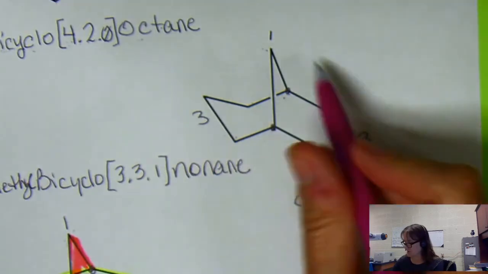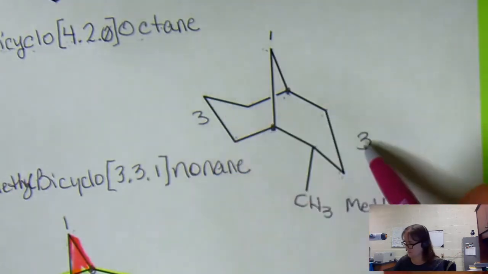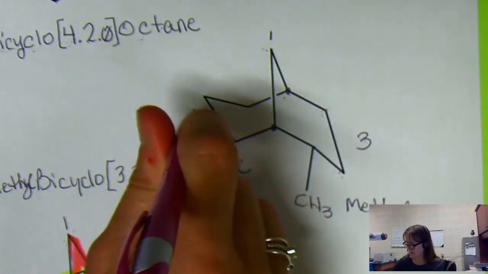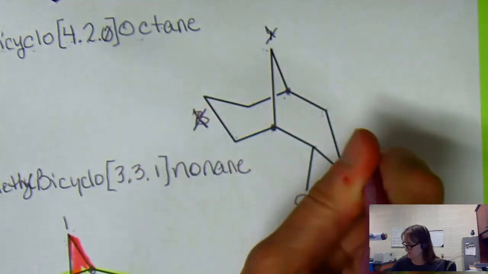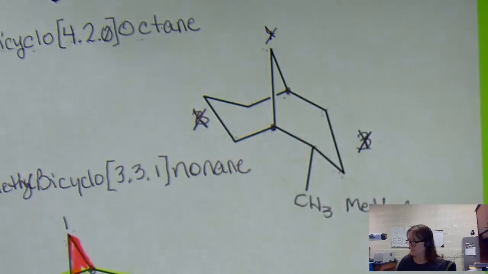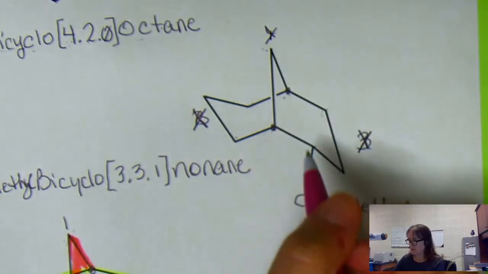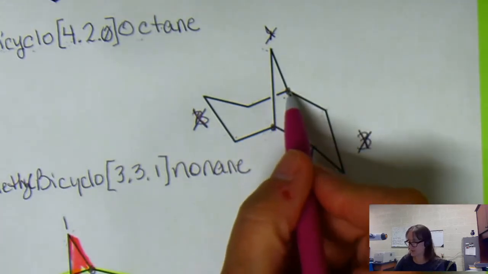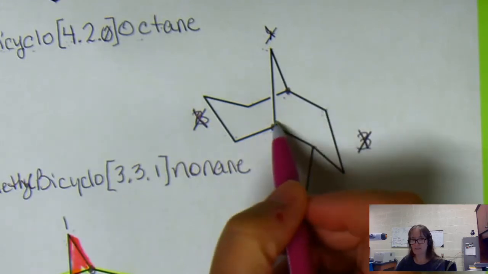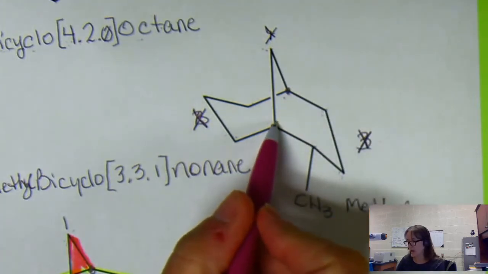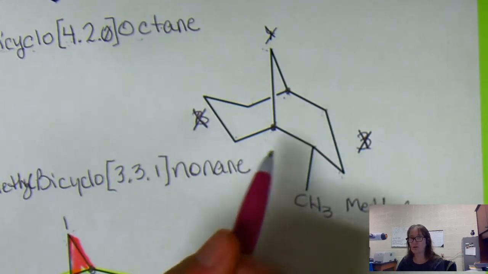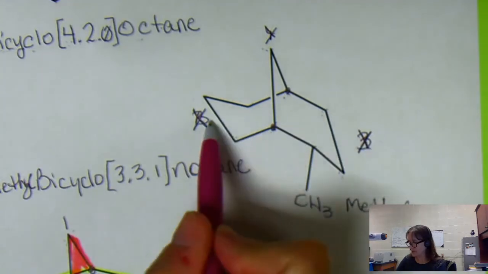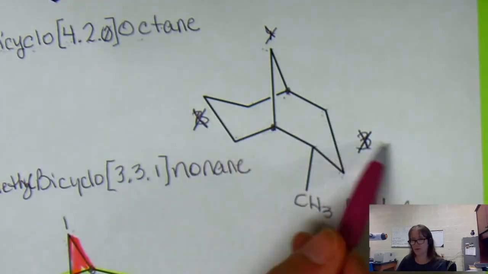These numbers right here are not how we number the carbon locations. This is just to help us see how big the bridges are. So I'm going to cross these out so we don't accidentally use those. The rule is that you have to number the carbons starting at a bridge. And so one of these 2 carbons has to be carbon number 1. And you have to number them going through the larger of the connection sides. So both of these are 3. So we can go either way with our numbering.